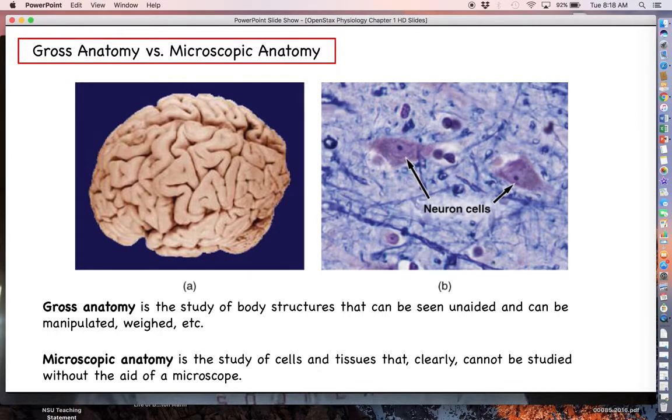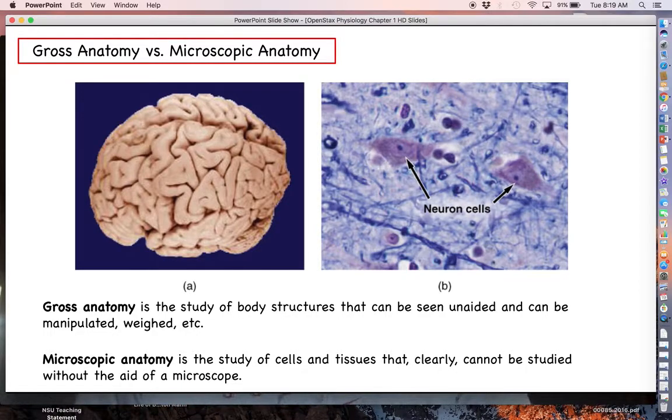This picture on the left shows a whole human brain. You can manipulate this brain any way you want with your hands and your eyes. You can hold it, you can weigh it, you can take it apart with a scalpel and forceps, you can look at it with your eyes, you can observe all the different structures, you can cut into it and see all the different gray matter and white matter structures.